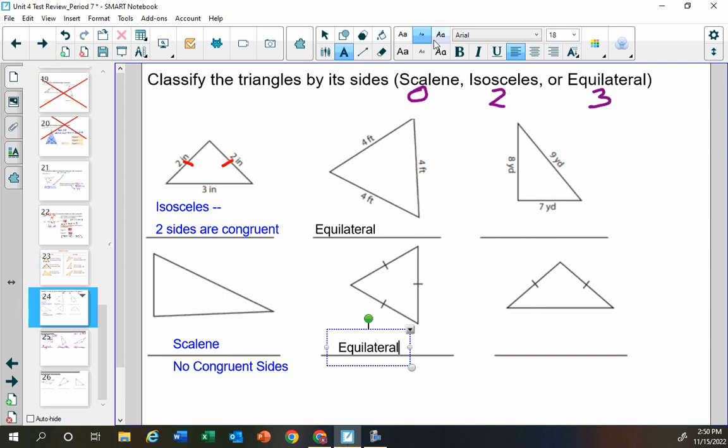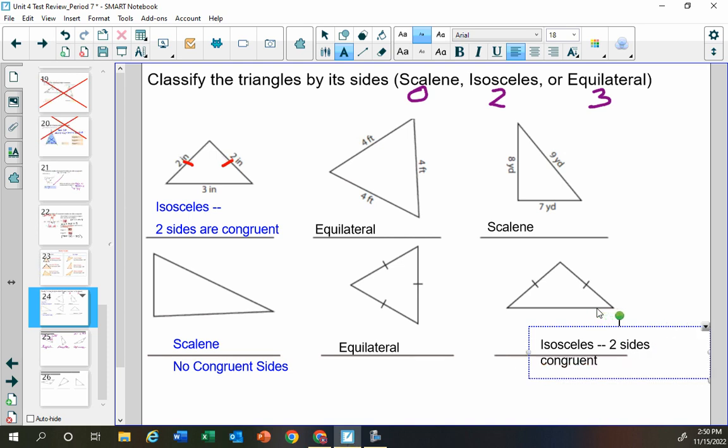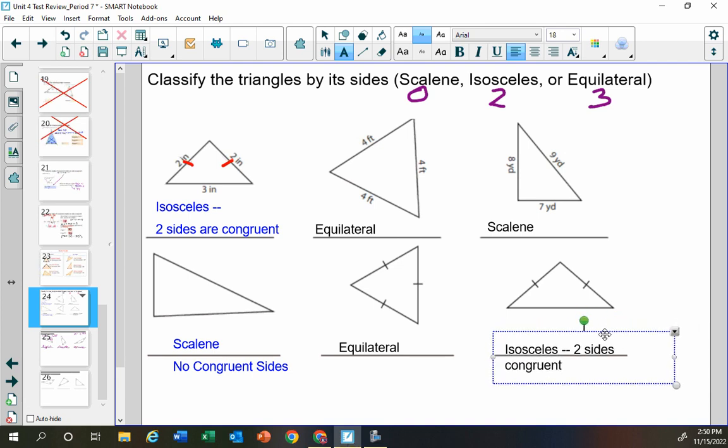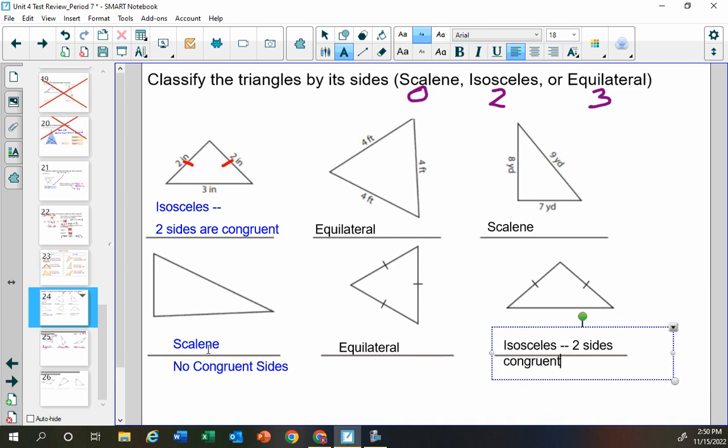And real quick, what about this one over here? Are my sides congruent? That's a scalene on the top. And the bottom one on the right is going to be isosceles. Why isosceles? Two sides are the same. Two sides congruent. All right. Questions on isosceles, scalene, or equilateral triangles?